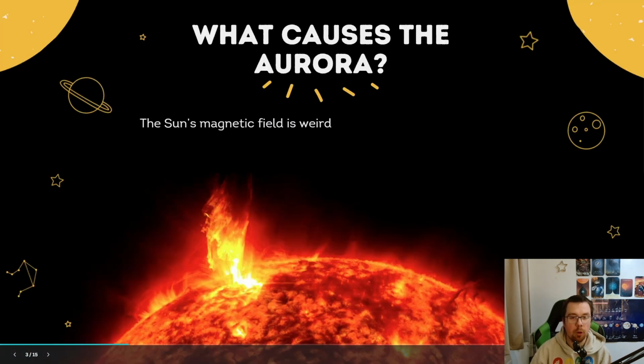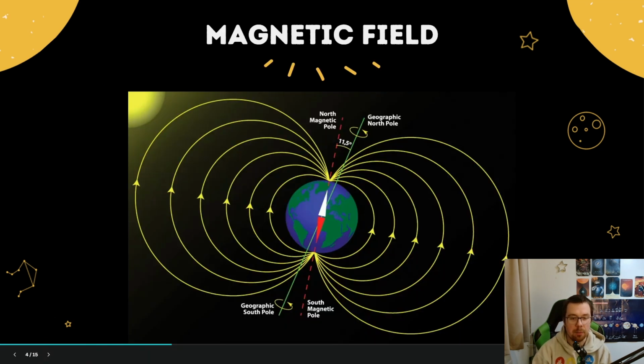So, the big one, what causes the Northern Lights or the aurora? So, it basically comes down to one simple thing: the sun's magnetic field is weird. So, I've got a diagram here. If you've ever seen a bar magnet in a field of iron filings, you can see the magnetic field lines. So this is literally what causes a magnet to be magnetic. If something magnetic comes into this magnetic field line, it'll get attracted to it.